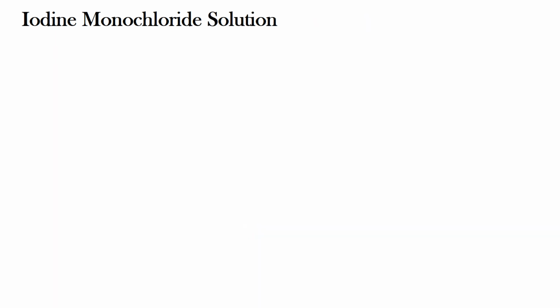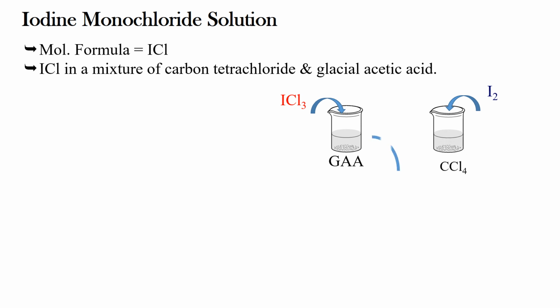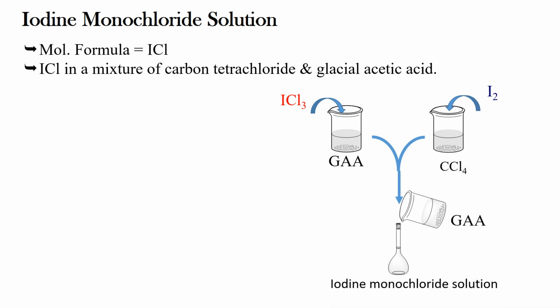Iodine monochloride solution. The molecular formula of iodine monochloride is ICl, and iodine monochloride solution in fact is ICl in a mixture of carbon tetrachloride and glacial acetic acid. It is prepared by reacting iodine trichloride in glacial acetic acid with a known quantity of iodine in carbon tetrachloride, and then diluting the medium with glacial acetic acid to the desired volume.